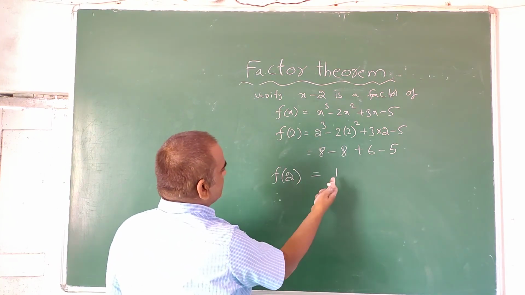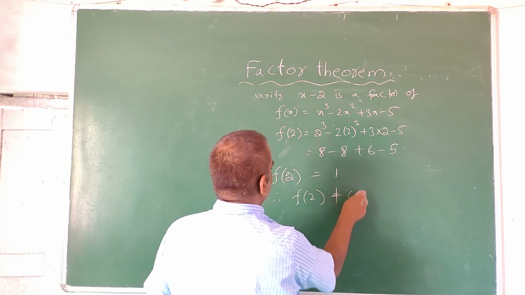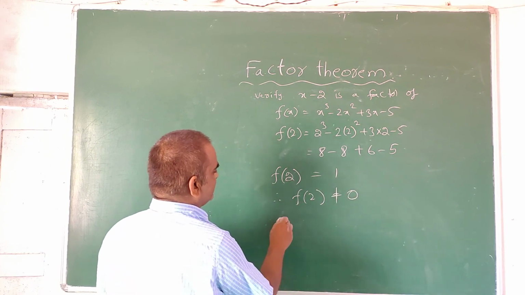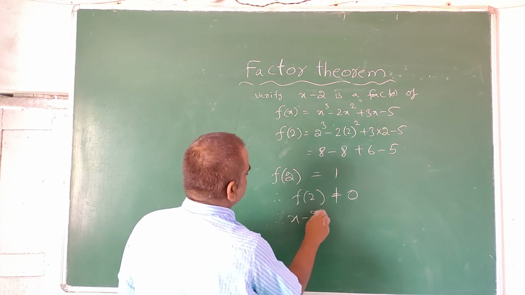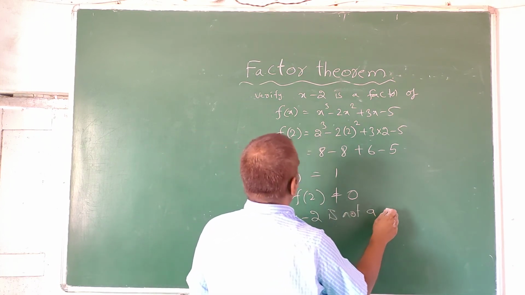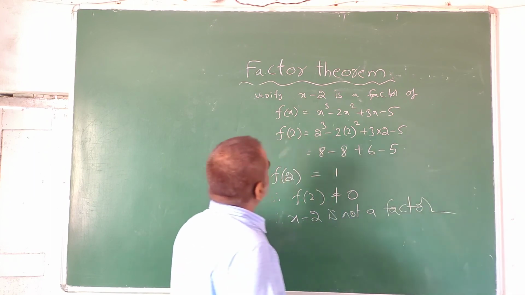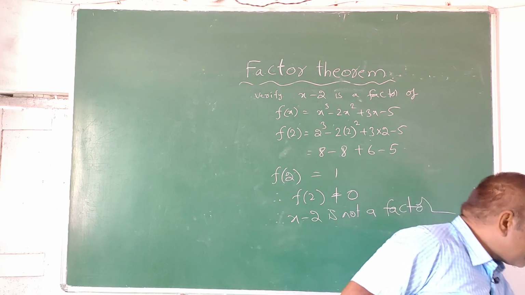Therefore, what does it mean? f of 2 is not equal to 0. It is 1, means it is not equal to 0. Therefore, x minus 2 is not a factor of f of x. Understood? Not a factor of f of x. Right? Now, let us do one more problem.